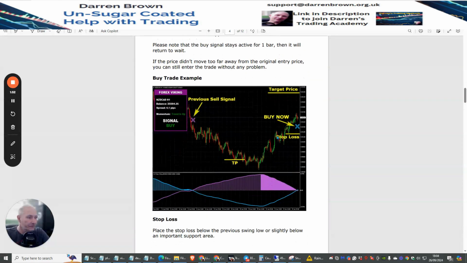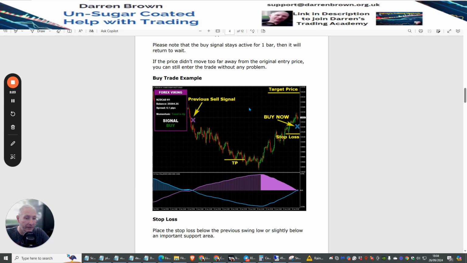Okay, now when we look, please note the buy signal stays active for 1 bar, then it will return to wait. If price didn't move too far away from the original entry price, you can still enter the trade without any problem. So what it's showing you is the stop loss, which is the lowest low, as I always explained to you, previous sell signal, which is this one here, and the buy now, which is this symbol here. Okay, with the stop loss again, which is the lowest low, and then the target price is obviously going to be whatever margin you have.